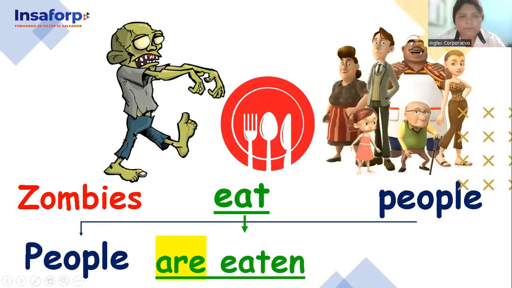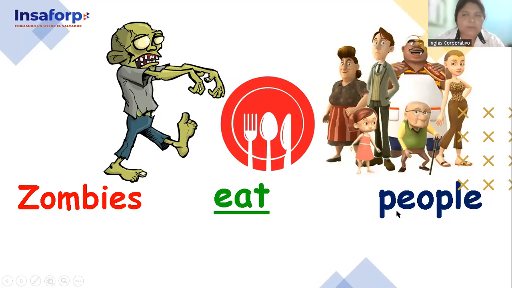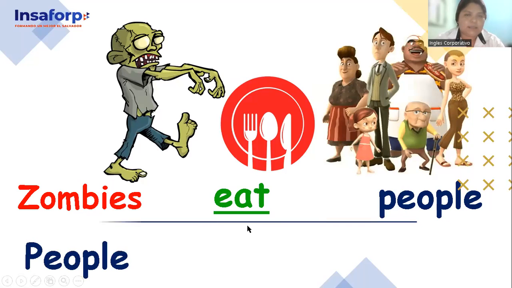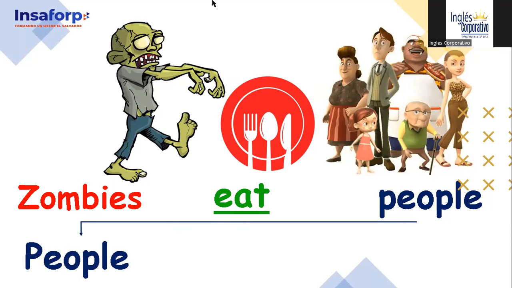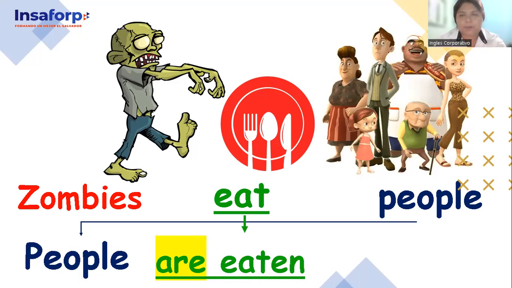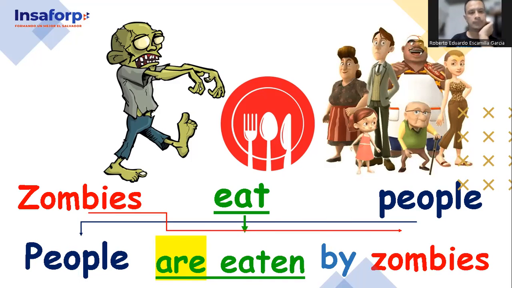The same case. Zombies eat people, so that's our active sentence. So we need to move that. People, what? Complete that. Zombies eat people. Passive form. You have seen that already, in the present tense. Zombies eat people. Are eaten. People are eaten by zombies. Nice. Perfect.